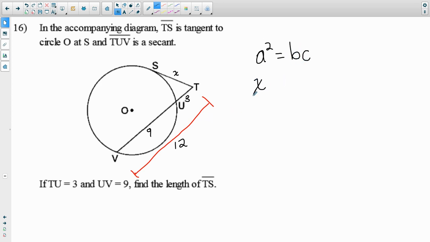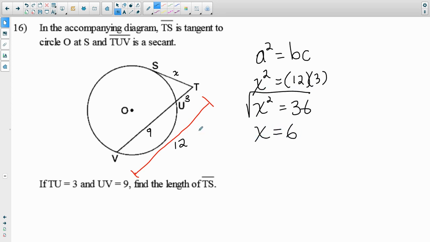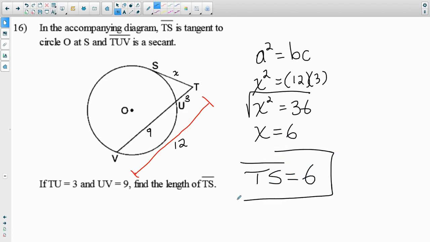So here we have x squared is equal to the whole, which is 12, times the exterior part. This is the same as the other previous problem, as you now see. Square root, x is equal to 6. TS is what they were asking for. TS, my x, is equal to 6.